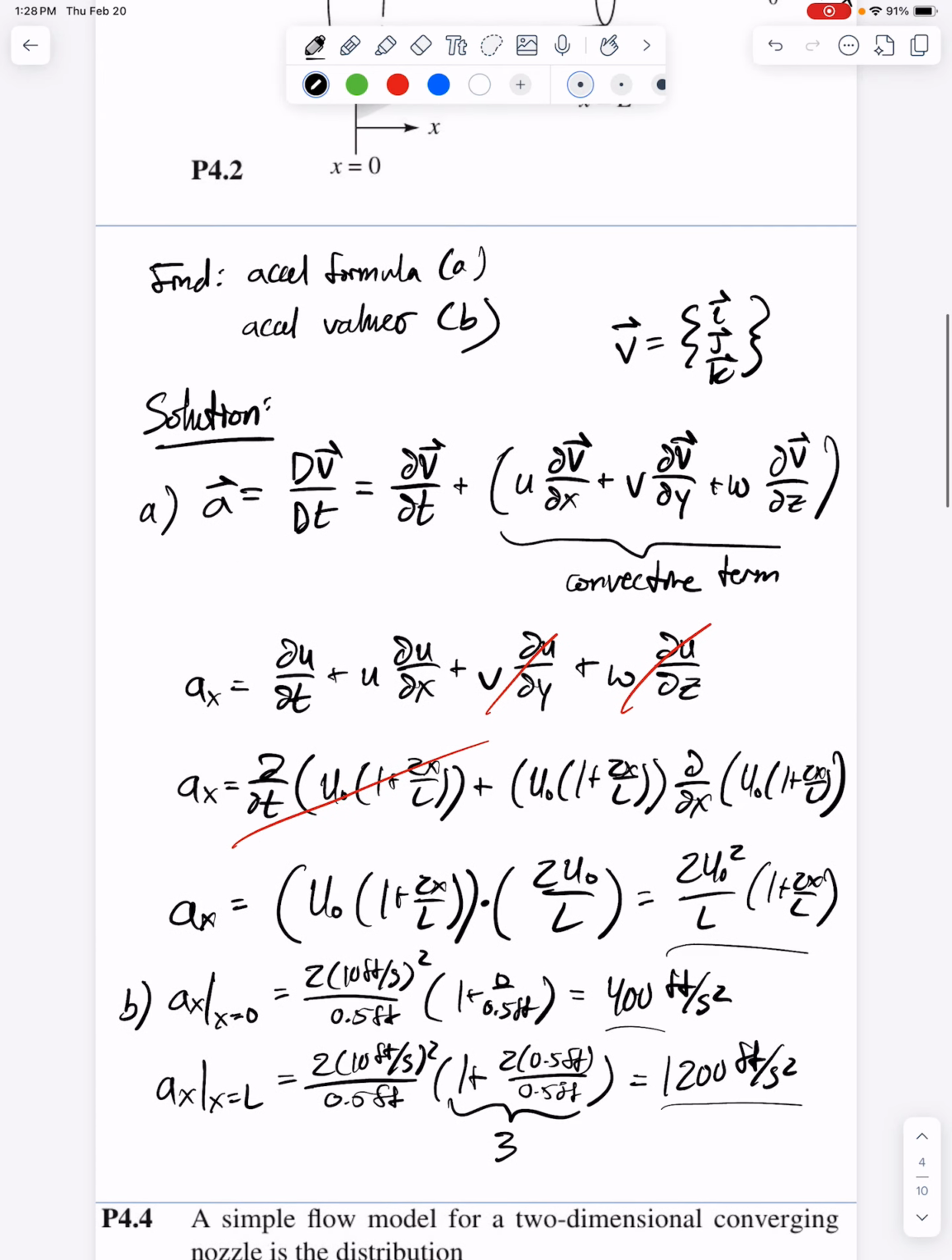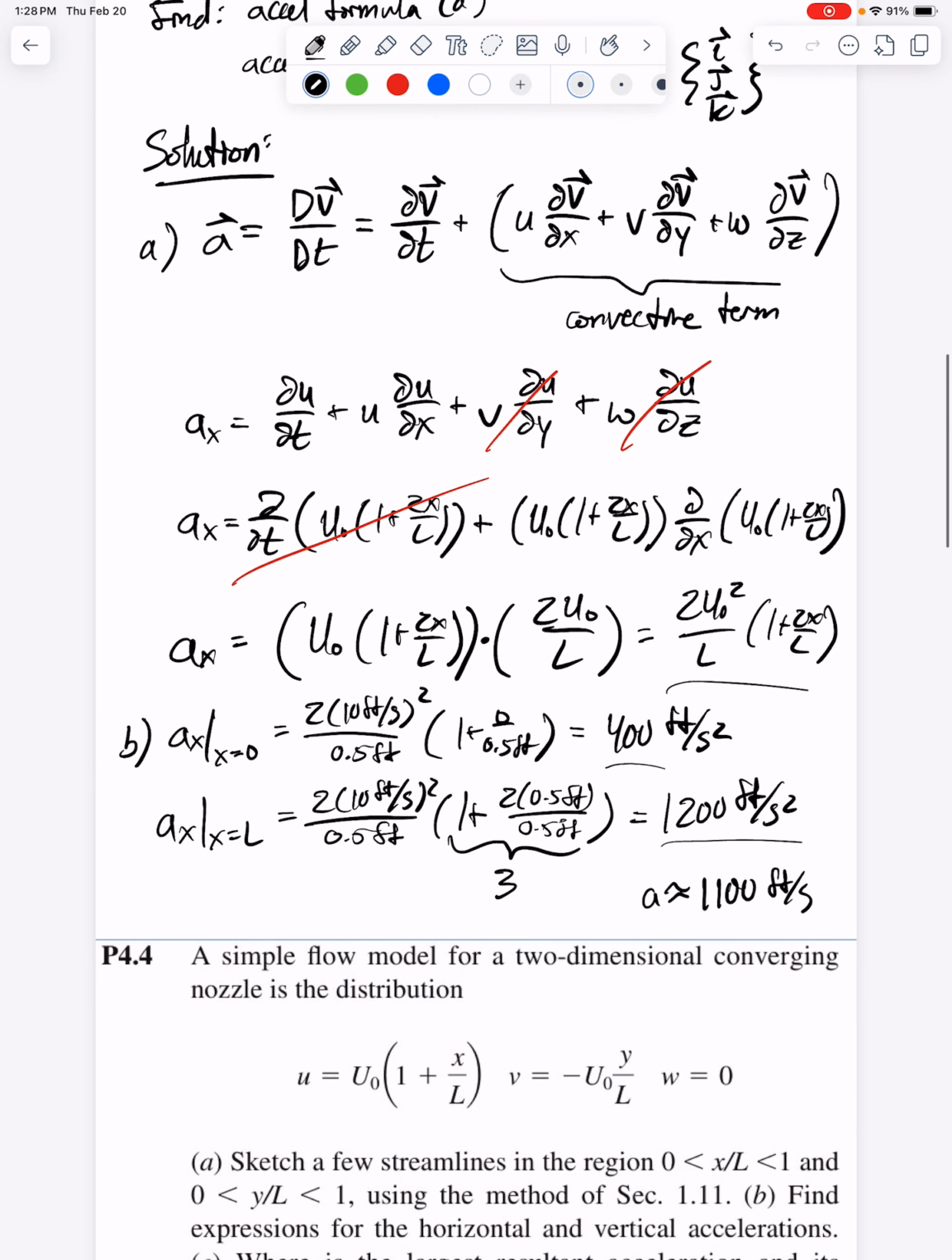And just one thing to briefly mention is, in terms of BG units, the speed of sound, which is a, is approximately, at STP, 1,100 feet per second. So given that acceleration at the outlet, what it feels like is you can accelerate from rest to Mach speed within 1 second. That's that acceleration magnitude at the outlet.